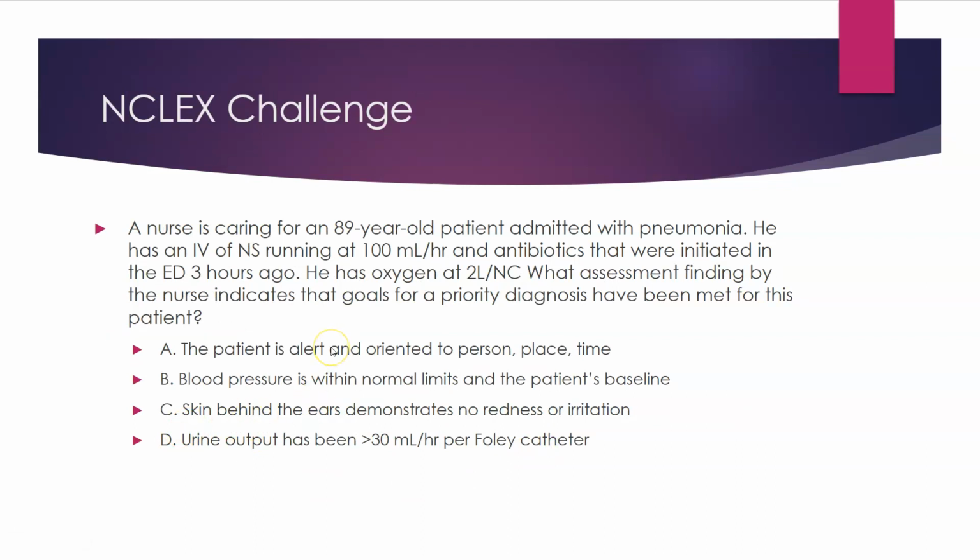Alright, so as you're looking at this, the nurse is caring for an 89-year-old patient admitted with pneumonia, has an IV running, antibiotics that were initiated, has oxygen going. And what's your priority diagnosis for this?